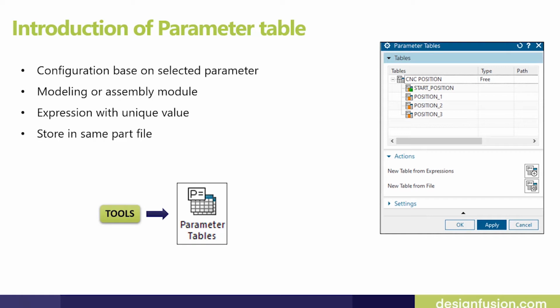You can create a configuration in your modeling or as well as in your assembly module. If you want to create some configuration in your part, or if you want to create some configuration in your assembly, you are able to create it based on your expressions with the parametric table.